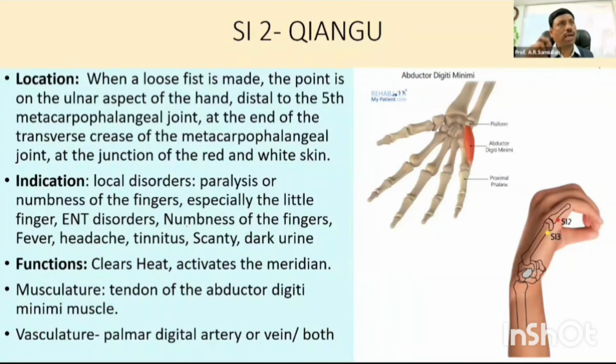Because this point is known as the small intestine water point, there is excessive water in the small intestine meridian, but there is no fire within that. So therefore, that could be the reason the fingers get numbness. Numbness is insufficient qi, insufficient blood to that particular point, the fingers. Due to that reason, you activate this point known as Qiangu. It is a great point to treat numbness, and numbness of the fingers.